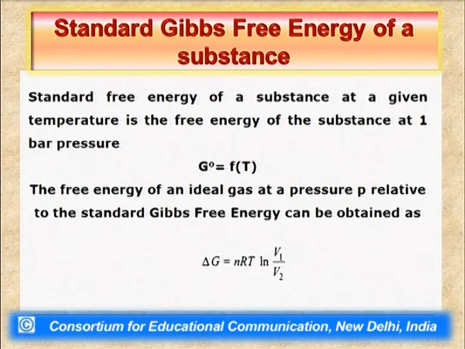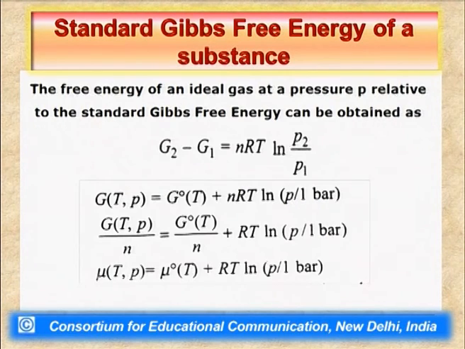Now, in order to have the standard Gibbs free energy of a reaction system, we require the standard Gibbs free energy of substances. The standard free energy of a substance at a given temperature is the free energy of the substance at 1 bar pressure. The free energy of an ideal gas at a pressure P relative to standard Gibbs free energy can be obtained as delta G equal to nRT ln P2 by P1, which we have just seen. Similarly, it can be obtained as G2 minus G1.